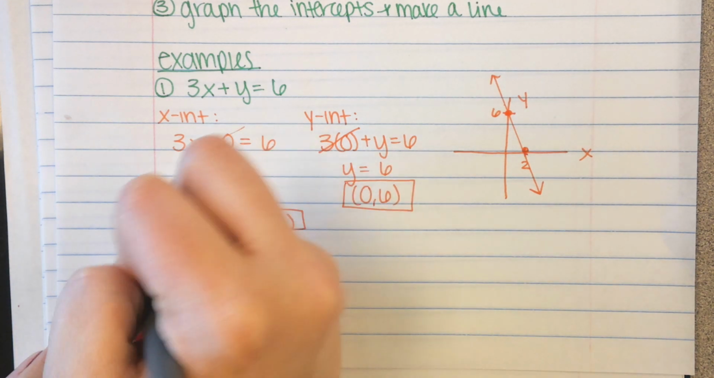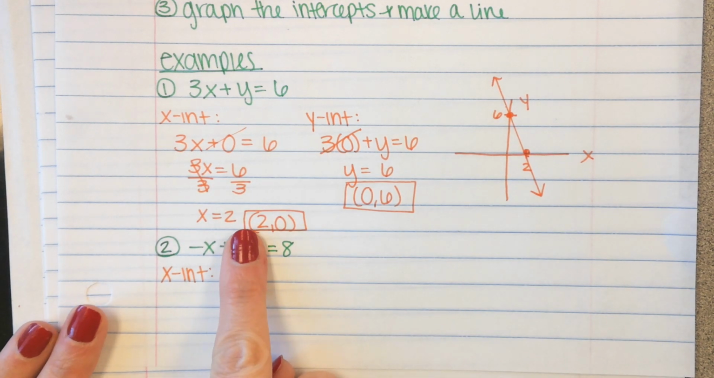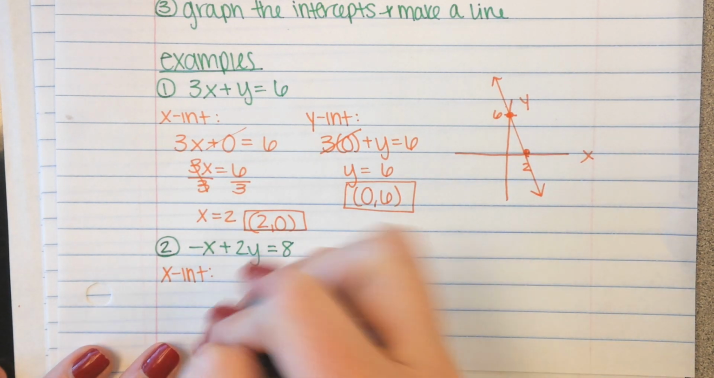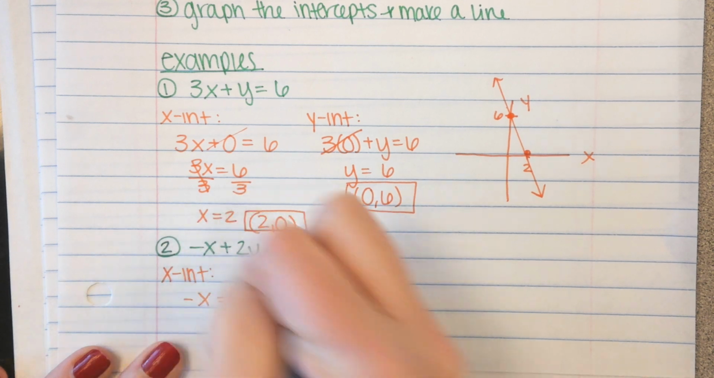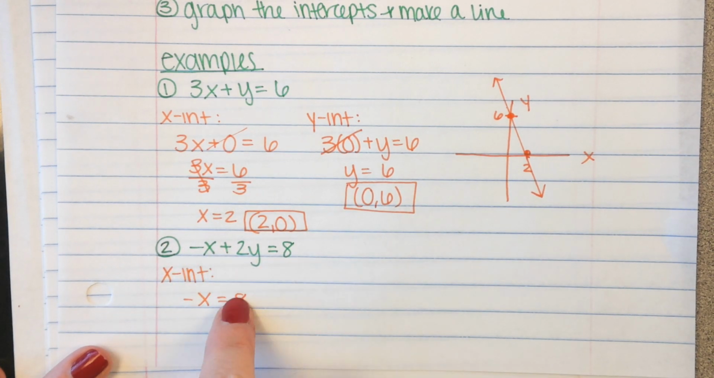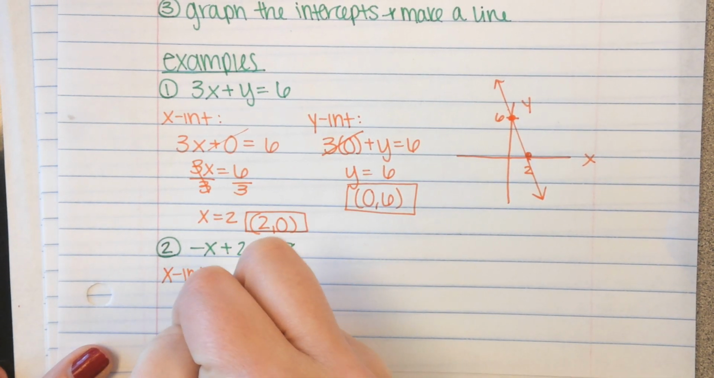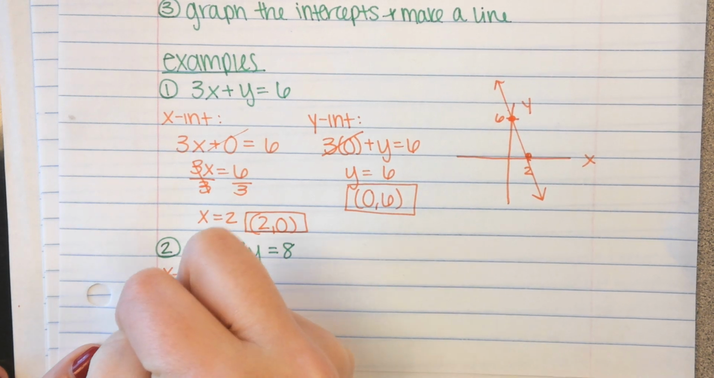Okay, let's check your answers. So first I'm going to look for the x-intercept. So that means I'm going to cover up y. So I'm left with negative x equals 8. So negative x equals 8. I divide both sides by negative 1, or just swap the signs. So x equals negative 8. My ordered pair is negative 8, 0.